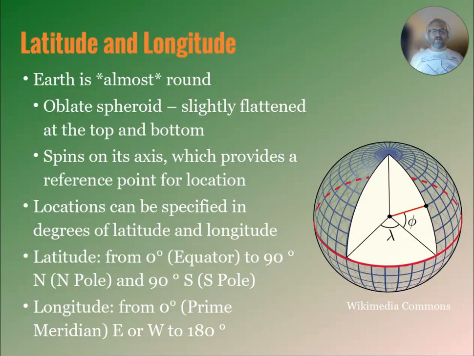So we often talk about the Earth being a sphere as kind of an easy shorthand, but it's not quite exactly a perfect sphere. It's actually what we call an oblate spheroid, which means that it's slightly flattened at the top and bottom and slightly bulges around the equator due to the way it spins on its axis. It kind of bulges out at the equator and squeezes in a little bit at the poles.